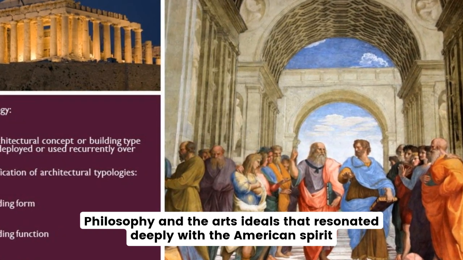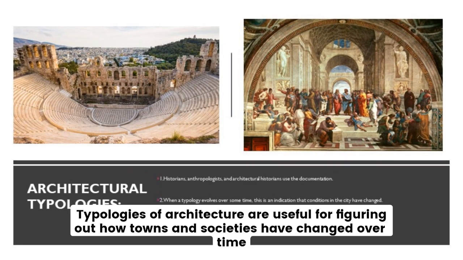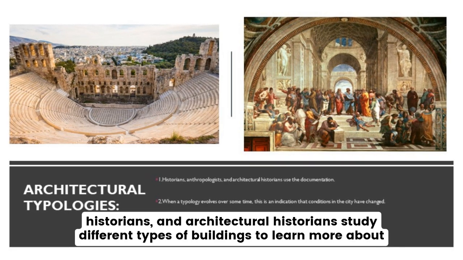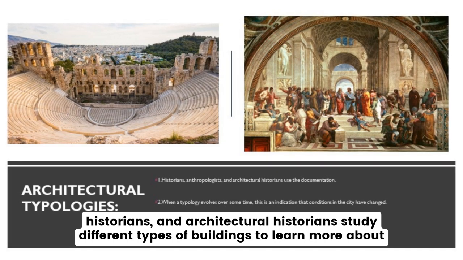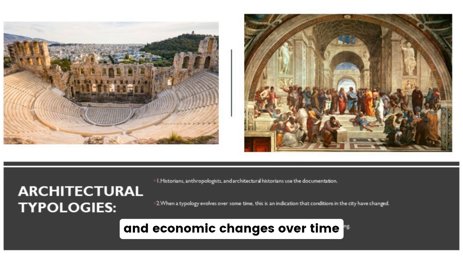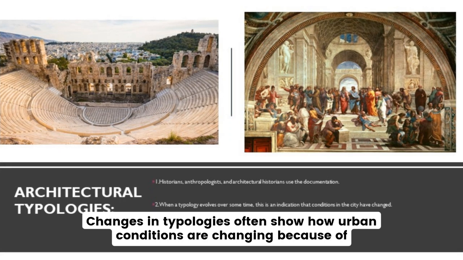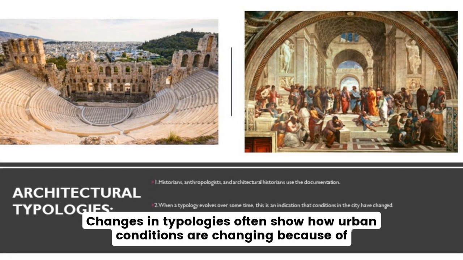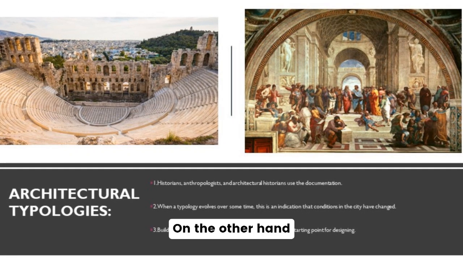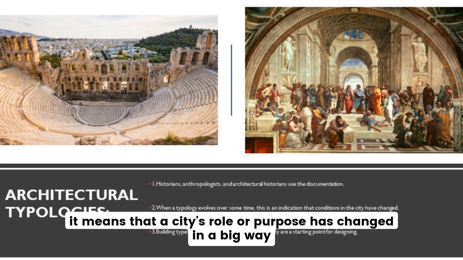Typologies of architecture are useful for figuring out how towns and societies have changed over time. Anthropologists, historians, and architectural historians study different types of buildings to learn more about historical events, political changes, and economic changes. Over time, changes in typologies often show how urban conditions are changing because of new needs, better technology, or shifting cultural goals. On the other hand, when typologies become outdated, it means that a city's role or purpose has changed in a big way.